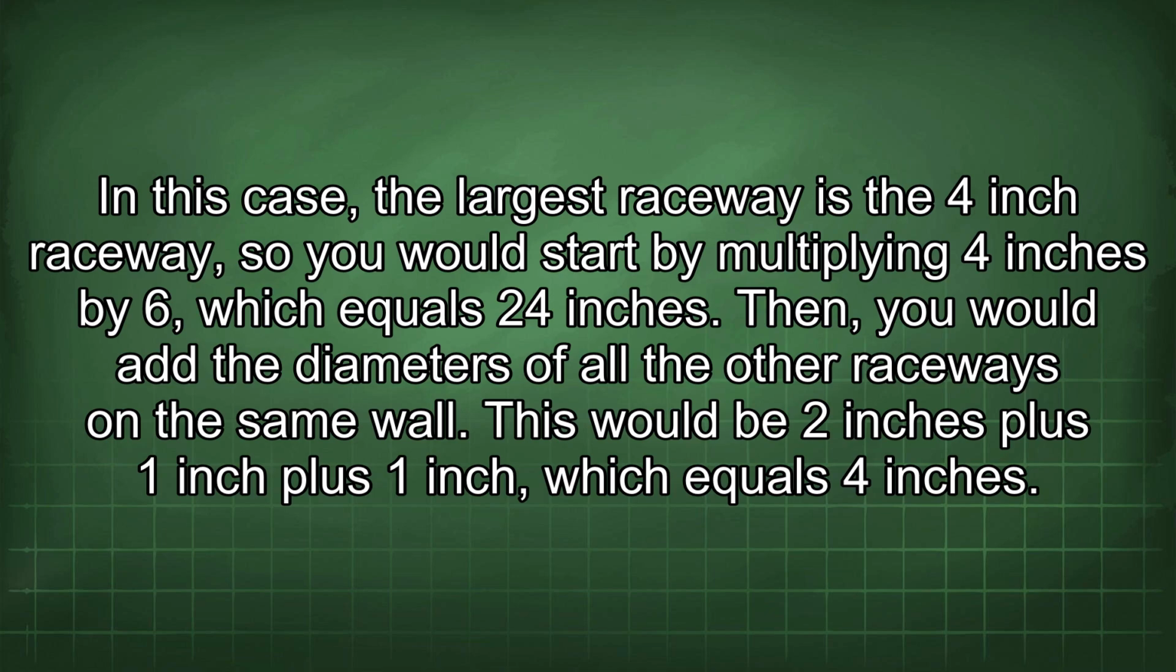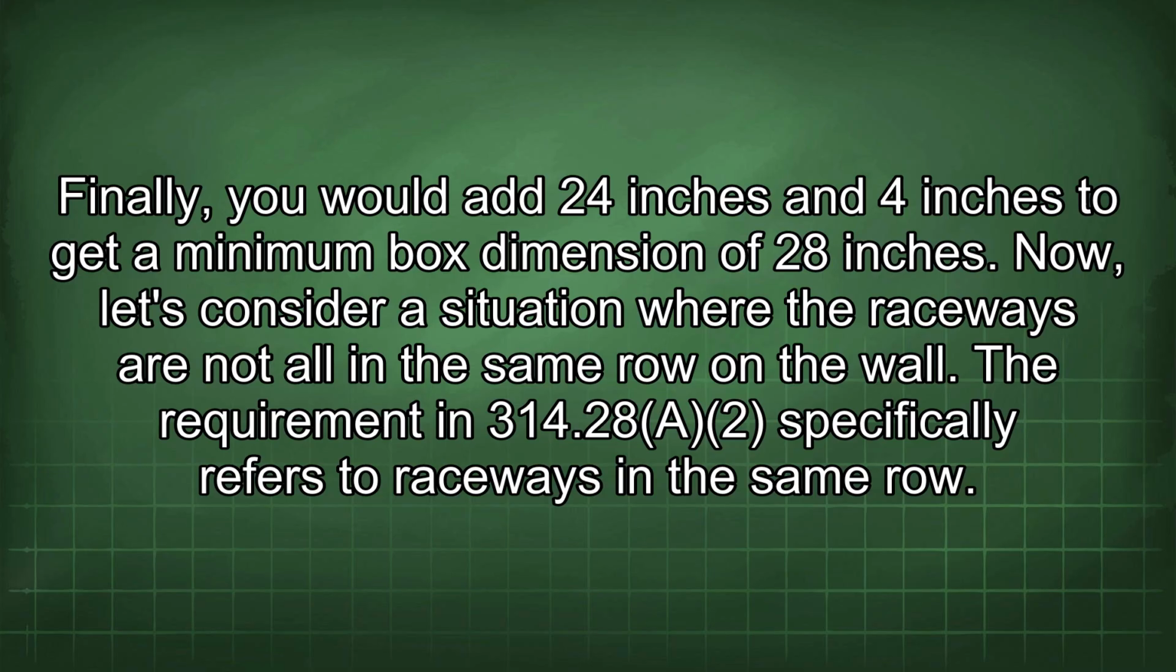In this case, the largest raceway is the 4-inch raceway, so you would start by multiplying 4 inches by 6, which equals 24 inches. Then, you would add the diameters of all the other raceways on the same wall. This would be 2 inches plus 1 inch plus 1 inch, which equals 4 inches. Finally, you would add 24 inches and 4 inches to get a minimum box dimension of 28 inches.